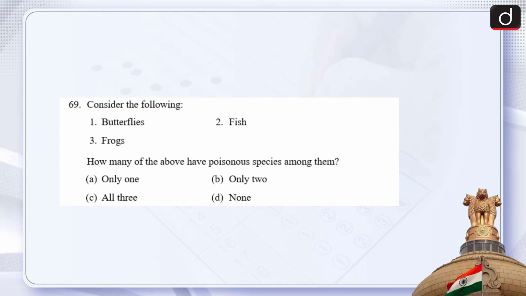Consider the following statement. So what they are asking is which are the poisonous species among these three: butterflies, fish, frogs. And the answer is all three. It means that all three are poisonous. And you may wonder whether butterflies can also be poisonous. Then yes, butterflies can also be poisonous.